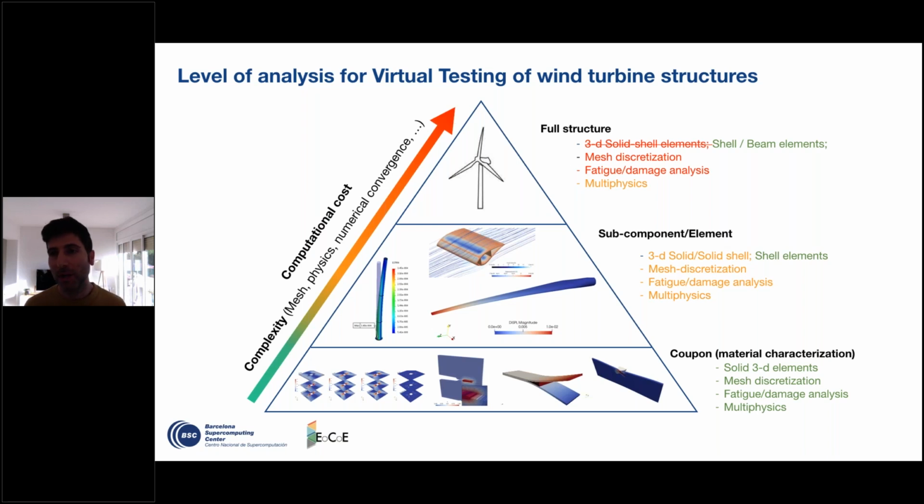But when we scale up the pyramid, as the color here goes from green to red, complexity is increasing, as well as the computational cost. So at subcomponent level, for instance, in our case a part of the wind turbine that could be the blade, solving these kinds of simulations starts becoming more challenging and more complex. And then we can move to other element technologies, or the use of fatigue and damage models can be more challenging because of the computational cost, as well as the multiphysics simulations.